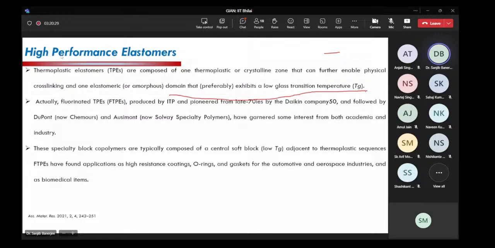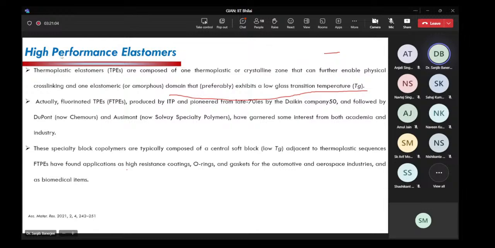These materials are prepared using ITP, or iodine transfer polymerization. Remember, in ITP you need a bond between carbon and iodine. This bond breaks, generates the radical, and subsequently polymerization takes place. There is a company called DuPont, which is now known as Chemours, and a company called Osimont, which was acquired by Solvay and is now named Solvay Specialty Polymers. They have taken care of the synthesis of this kind of material.